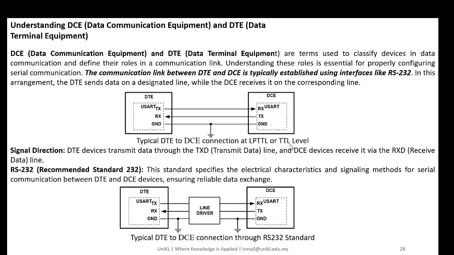The first one we see is data terminal to data terminal, or data communications, connected at LPTTL, low power TTL, 3.3 volt, or TTL level 3 volt. Sometimes we connect both through a line driver. We can use the popular standard RS232, recommended standard 232, and later we discuss it.